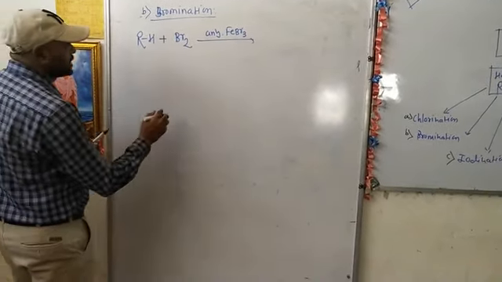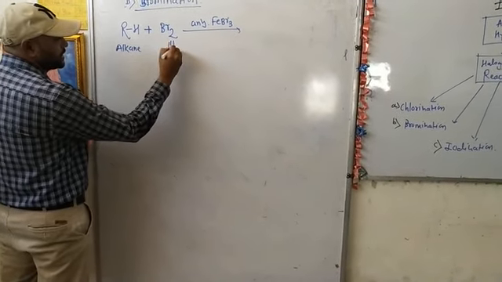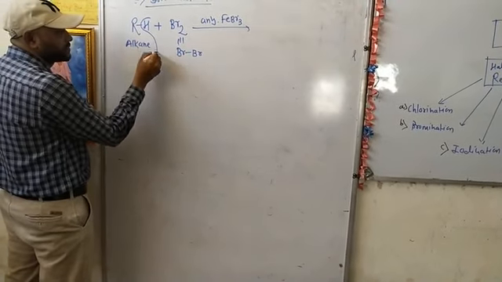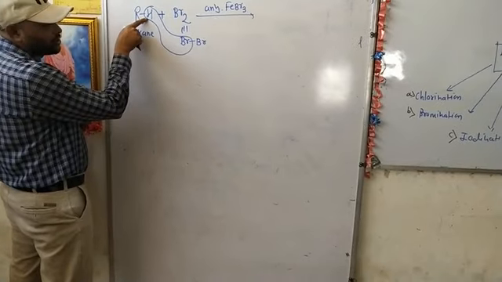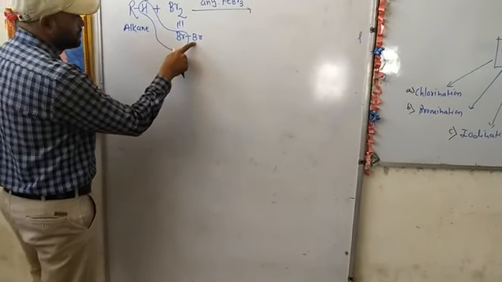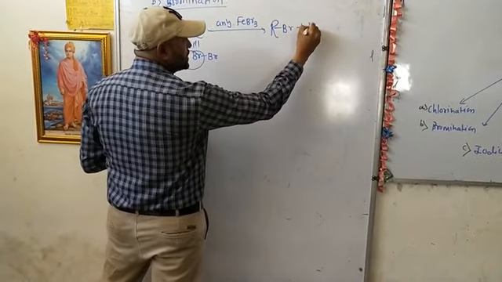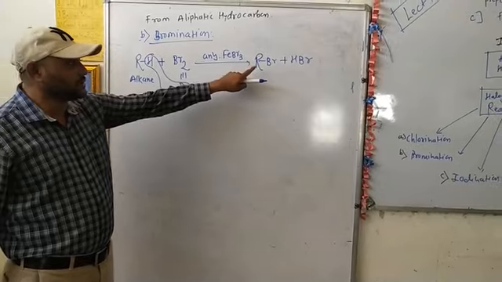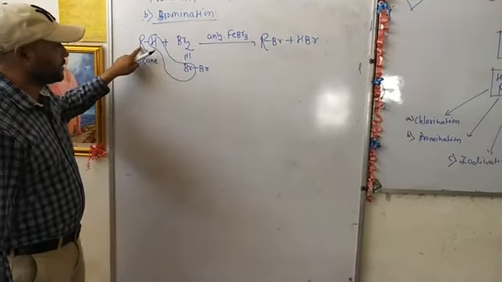How is bromination carried out? This is alkane and bromine, write like this, Br single bond Br. So this hydrogen is replaced by bromine from Br2, meaning a hydrogen of the alkane is replaced by bromine. So the answer is RBr plus HBr. What is the name of this compound? Alkyl bromide, alkyl bromide from alkane.